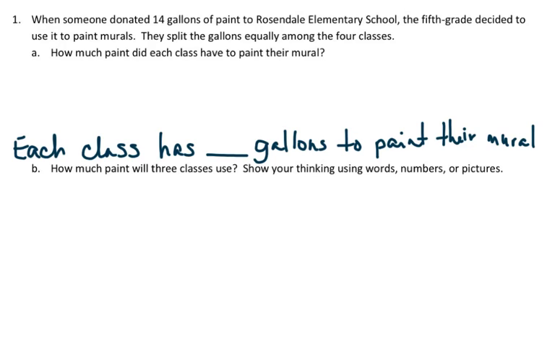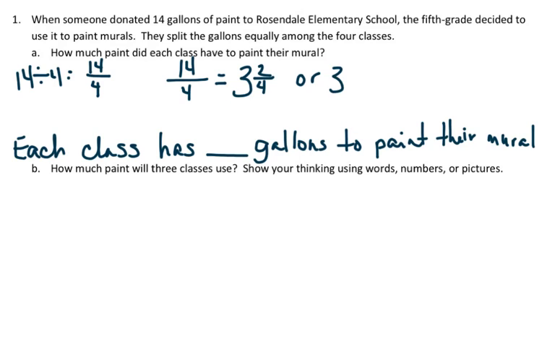So we know that we had 14 gallons, and we're going to divide that by 4. And that would be 14 fourths as our fraction. And that's an improper fraction, so we're going to go ahead and simplify that. And that 14 fourths is equal to 3 and 2 fourths, or you can have 3 and 1/2. And again, that's gallons. So I'm going to write each class has 3.5 gallons to paint their mural.